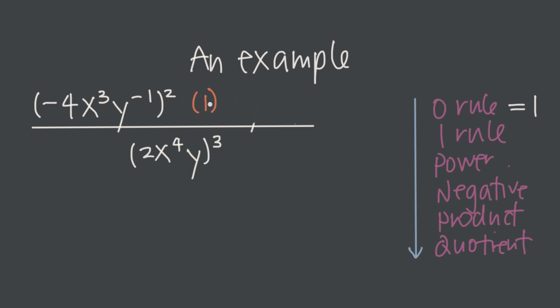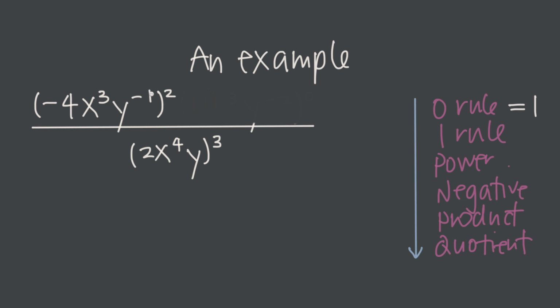But remember that multiplying something by 1 doesn't change its value at all. So multiplying by 1 here isn't going to have any effect on the rest of the numerator, so we can get rid of that completely. Now there's nothing else that's raised to the 0 power, so we want to go on to the second rule, the 1 rule, and see if anything is raised to the power of 1.